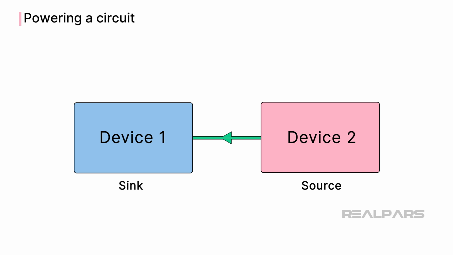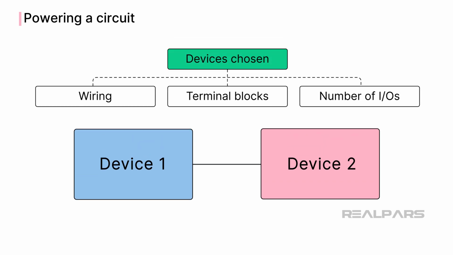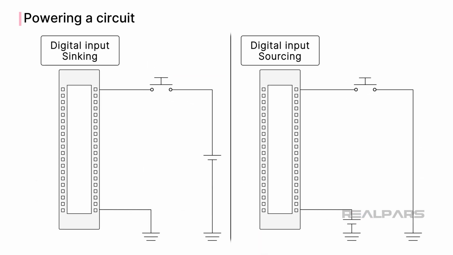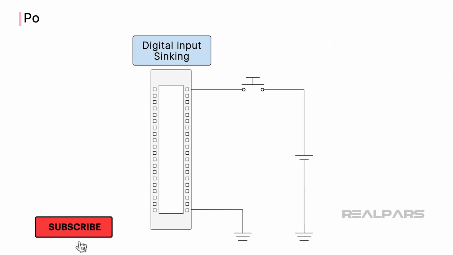Why does it matter? The direction of the current flow dictates whether you have a sourcing or sinking, but the actual devices chosen depend on wiring, terminal blocks, and the number of inputs and outputs that might share a common. Also, your PLC card will be specified as either sink or source, and must be wired accordingly. This is part of the thought process that design engineers take on when specifying components in a system design.